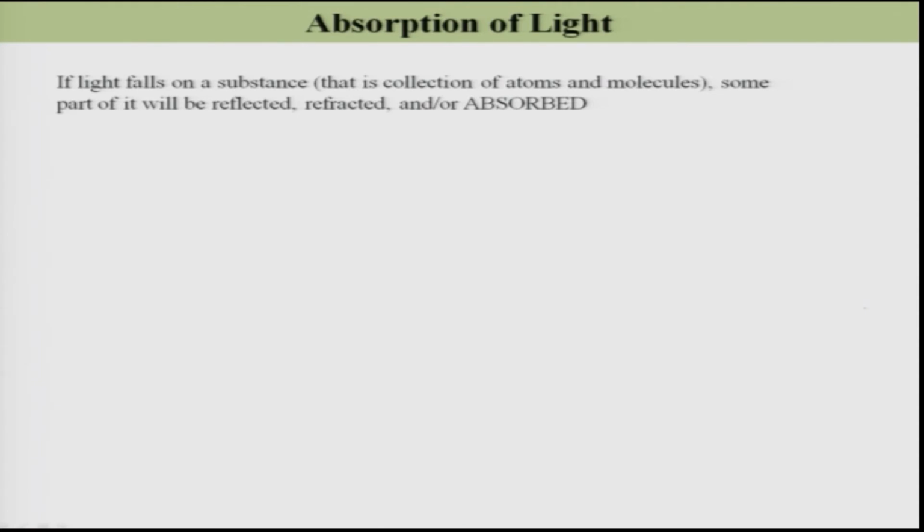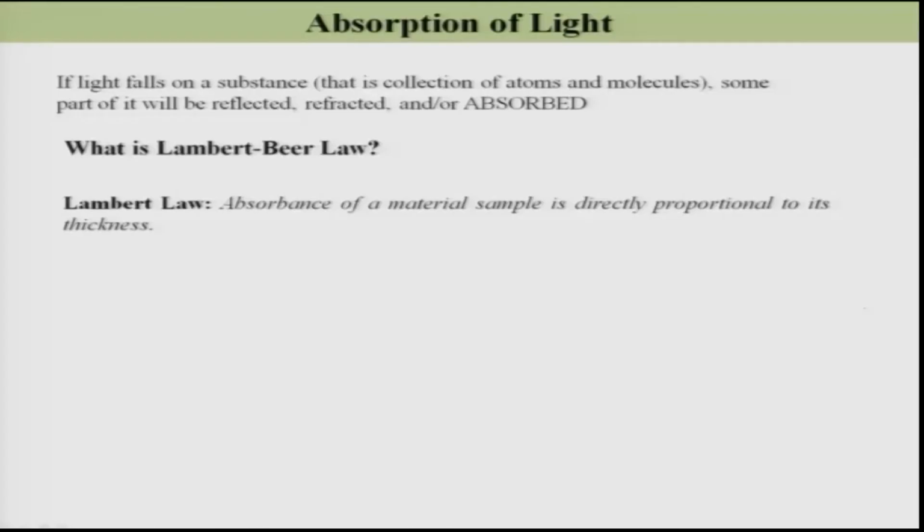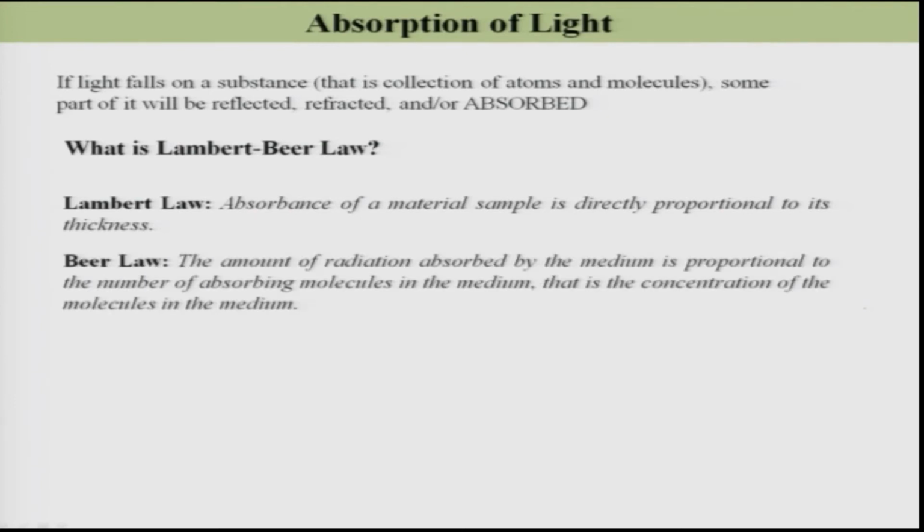As I said, when light falls on a substance, a part of the light could be absorbed and the rest will be either reflected or transmitted, in most cases transmitted. And how much light is absorbed is given by the Lambert-Beer law. So what is the Lambert-Beer law? Lambert's law says the absorbance of a material sample is directly proportional to its thickness. If we increase the thickness, the absorption will be more and more. And Beer's law says the amount of radiation absorbed by the medium is proportional to the number of absorbing molecules in the medium, that is, the concentration of the molecule in the medium.